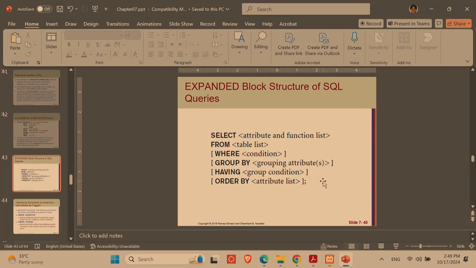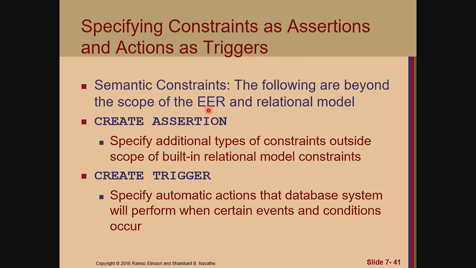And the DBMS will check it for you also, on the scope of EER and relational model. Beyond the scope, we can create an assertion to specify additional types of constraints outside the scope of the built-in relational model constraints, and you can create a trigger to specify automatic actions that the database system will perform when certain events and conditions occur.